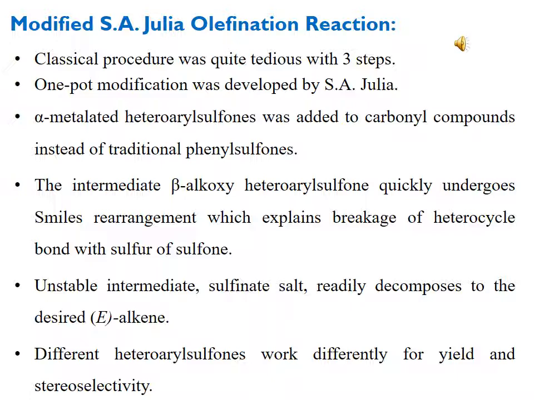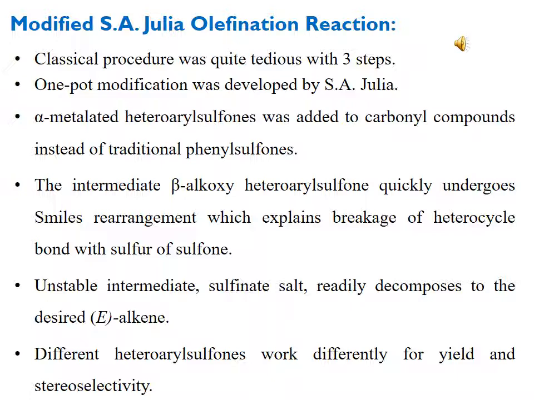In this one-pot synthesis of S.A. Julia, alpha-metallated heteroaryl sulfones are added to carbonyl compounds. The first difference of this modification from the classical Julia reaction is that this modification uses heteroaryl sulfones, and the classical Julia reaction uses phenyl sulfones. The intermediate beta-alkoxy heteroaryl sulfone quickly undergoes Smiles rearrangement and we get the alkene.